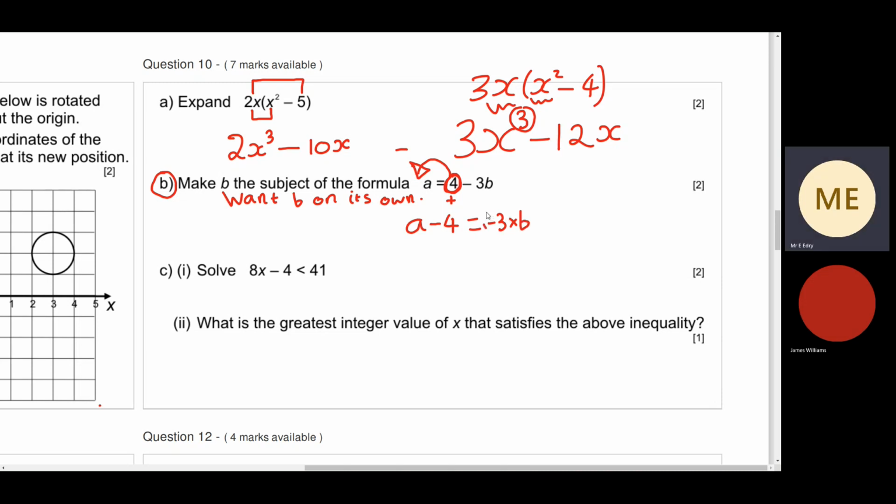Now, if I do minus 3 times b on the right-hand side, to get the minus 3 to the other side, I need to divide by minus 3. So my final answer is a minus 4 divided by minus 3 equals b. Okay, so that's what we would have for that one. And we literally leave it like that. Because we don't know what A is, we can't give a number answer. We have to just leave it like that.